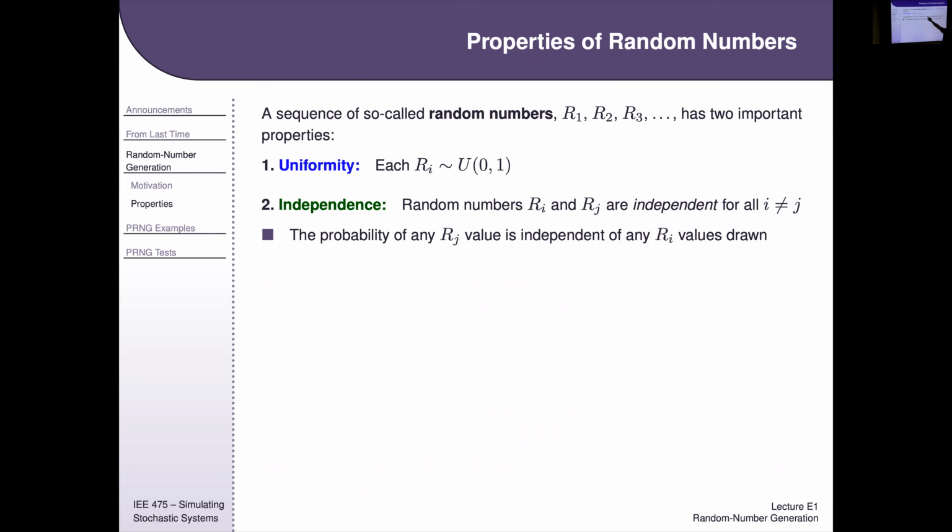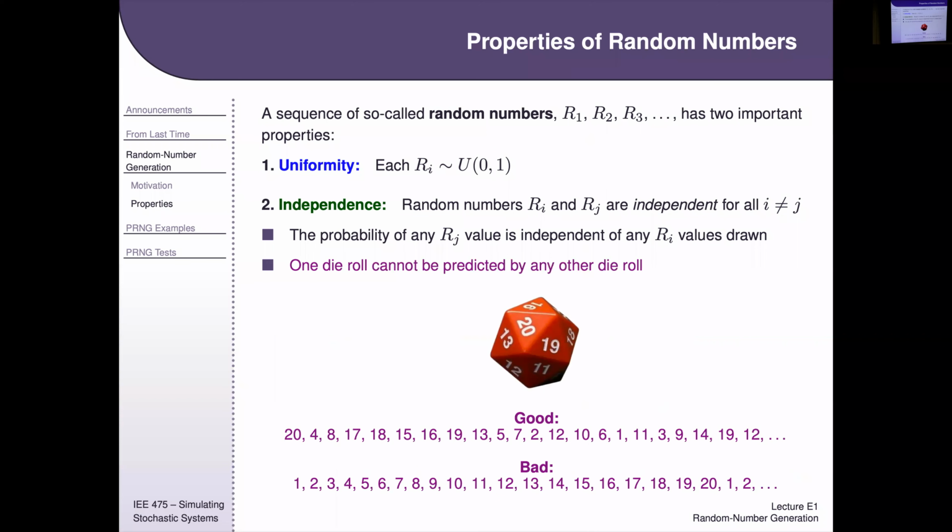All right, so the other property, independence. This is about two different die rolls and how they relate to each other. Two random numbers are independent if the probability of any random number for one of them is independent of the actual drawn random value for the other one. So one die roll cannot be predicted by any other die roll.